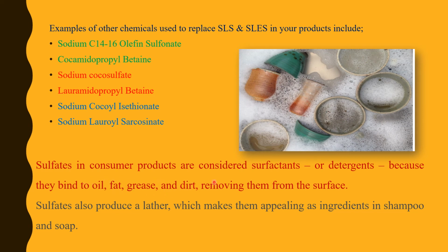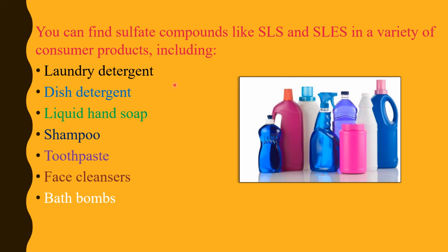Sulfates in consumer products are considered surfactants or detergents because they bind to oil, fat, grease, and dirt, removing them from the surface. Sulfates also produce lather, which makes them appealing as ingredients in shampoos and soaps. You can find sulfate compounds like SLS and SLES in a variety of consumer products, including laundry detergents, dish detergents, liquid hand soap, shampoo, toothpaste, face cleansers, and bath bombs. Many products in the market are not labeled SLS and SLES but contain different chemicals with the properties of sulfates, and they still say they are SLS and SLES free.